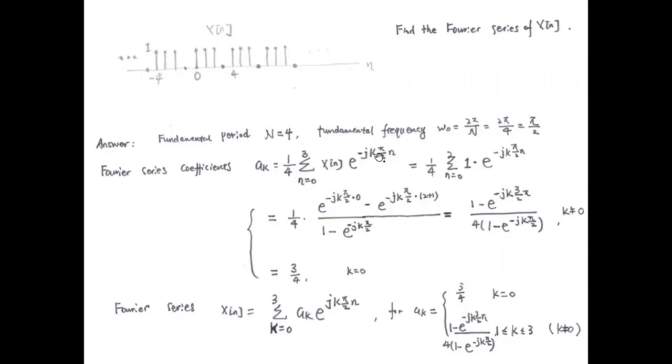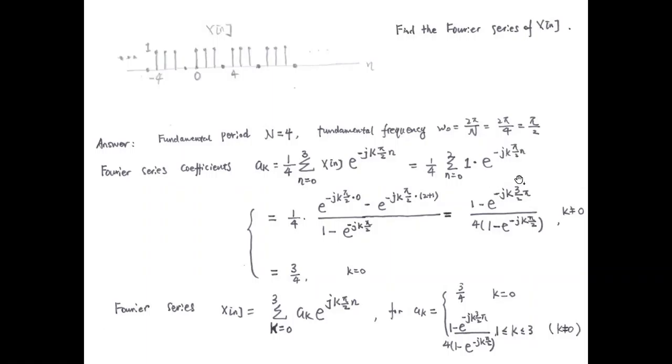x of n exponential minus jk omega 0 n, with omega 0 equals pi divided by 2. Here, I change the upper limit from 3 to 2. That's because for n equals 3, x of 3, we can read from this figure, x of 3 equals 0. So basically, the term indexed by 3 just disappears. That's why we only have the summation up to 2. And for these terms, x of n equals 1, so we replace x of n with 1 in the exponential.